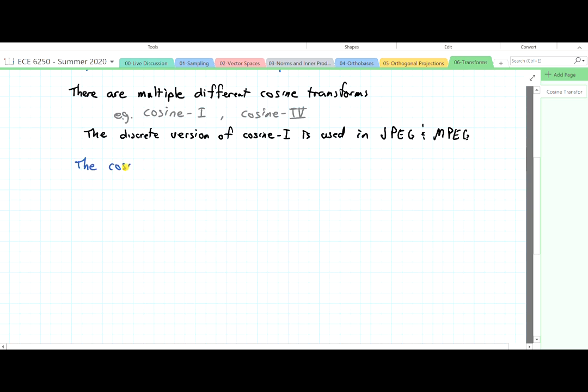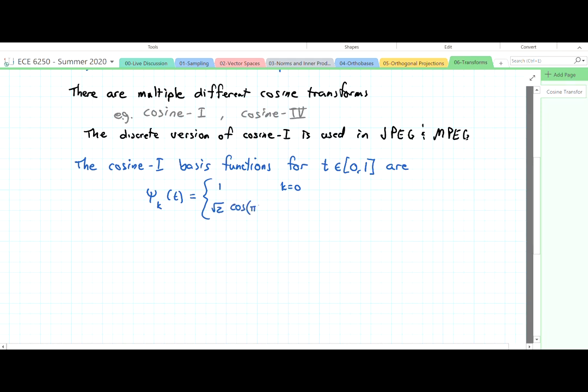The cosine 1 transform basis functions for t in the interval 0 to 1 are defined as psi k of t is equal to 1 for k equals 0, square root of 2 cosine pi kt for k greater than 0.